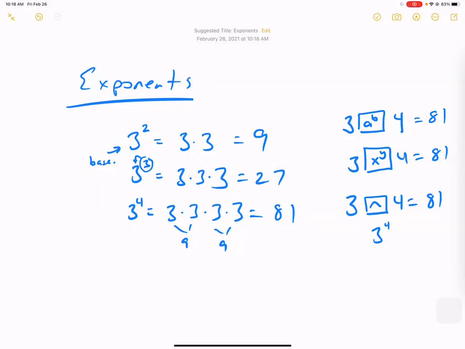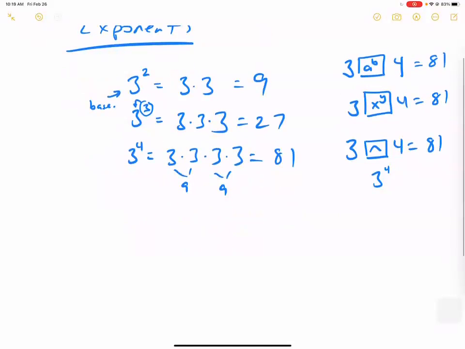Now, what if I ask you 3 to what exponent is equal to 81? Okay, 3 to what? How many times would I need to multiply 3 together to end up with 81? And as you can probably see here, that's going to be 4. So x is equal to 4. Now in Algebra 2, we'll find ways of solving this using your calculator and algebraically. But right now, it's just, hey, how many do we need?